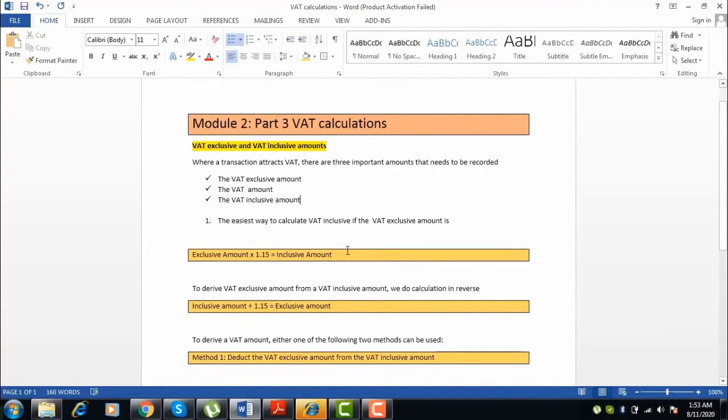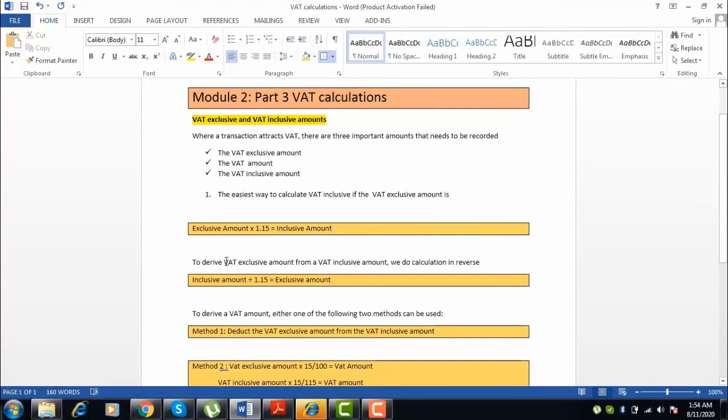So the easiest way to calculate the VAT inclusive amount from the VAT exclusive amount is this: we take the VAT exclusive amount, then we multiply that by 1.15, and you get your inclusive amount. So to the VAT exclusive amount, you add the 15% element, and you get your VAT inclusive amount. We're going to do some practical examples, and then we'll be able to follow up on this calculation.